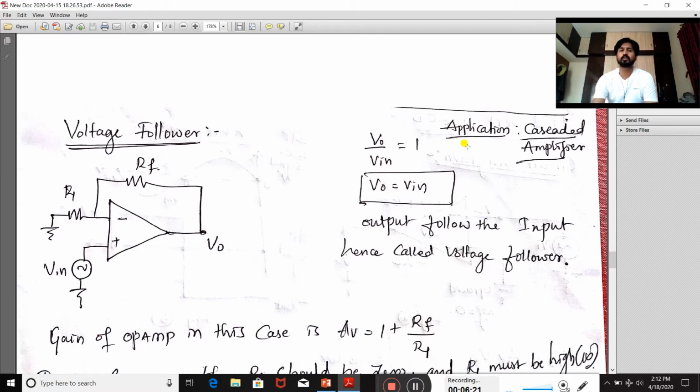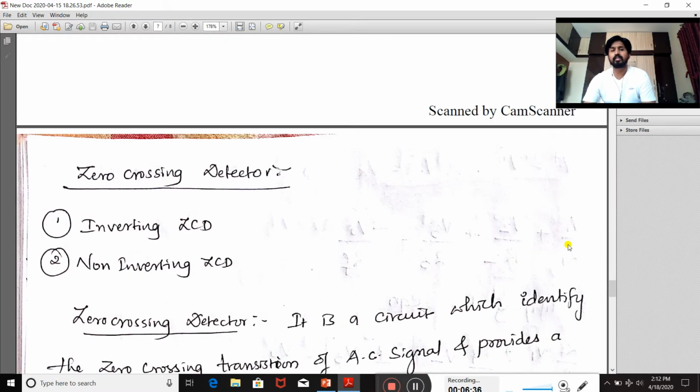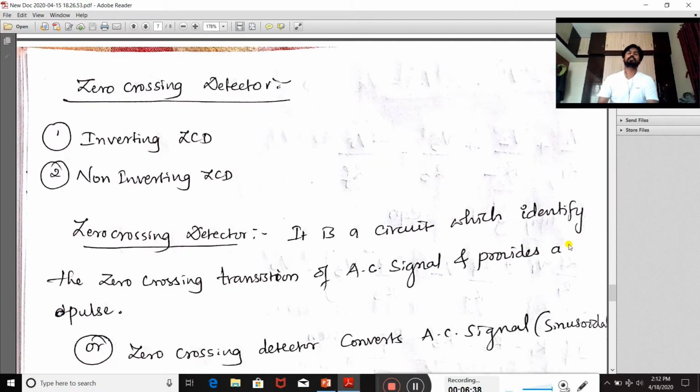The application of this particular voltage follower or buffer is in the cascaded amplifier for matching the impedance. This is what about the voltage follower. Now let's move to another concept, that is called zero crossing detector. What is zero crossing detector, why it is required, and types of zero crossing detector?